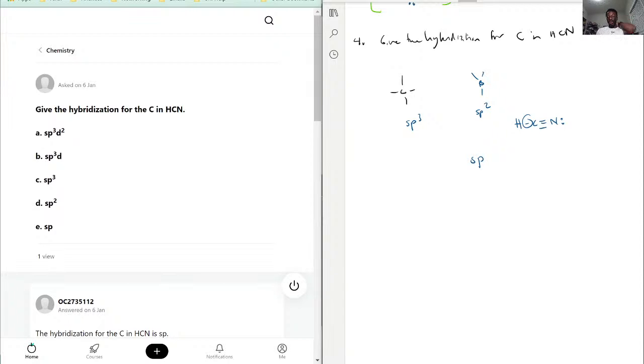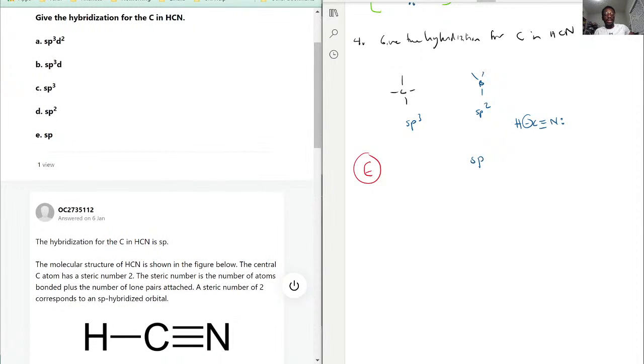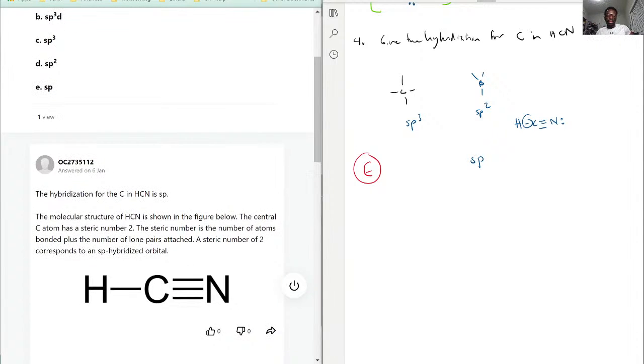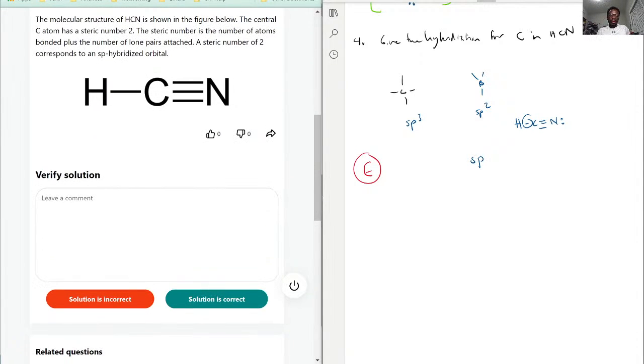The answer would be E. That's the only one that has sp. So that means, let's see how we did. They agree it's sp. They show our picture. And with that being said, this is correct. So with that, now we're going to go to the next question here. Question number 5.